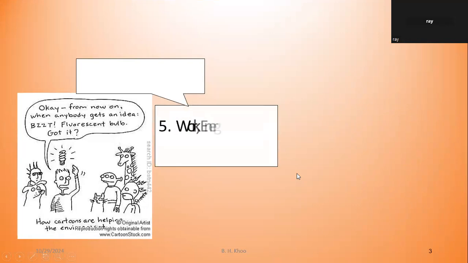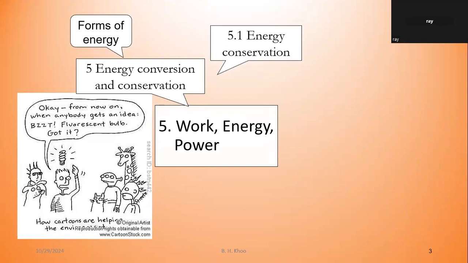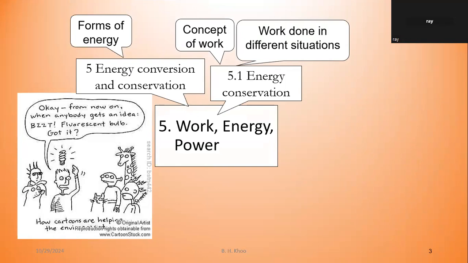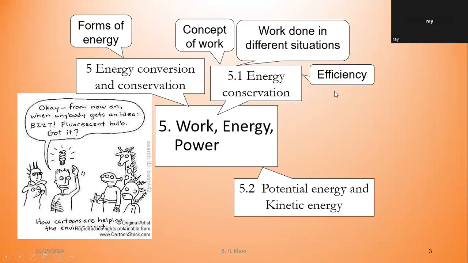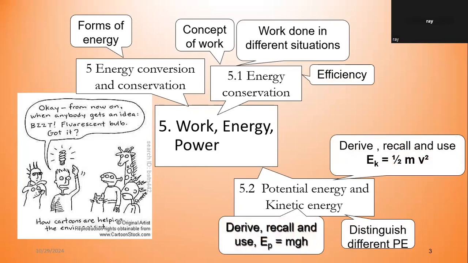Okay, what are we going to cover? Energy conversion and conservation, forms of energy, energy conservation 5.1, kinetic and potential, work done in various situations. Then we look at efficiency. And after that, we look specifically at potential energy and kinetic energy. And then we derive the formula EK is half mv squared. And then distinguish between different forms of potential energy.